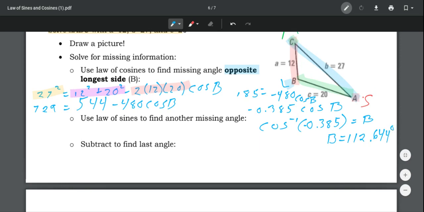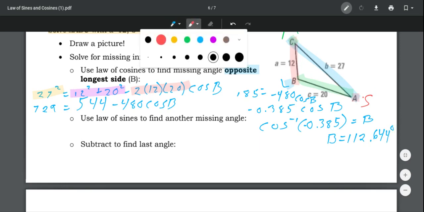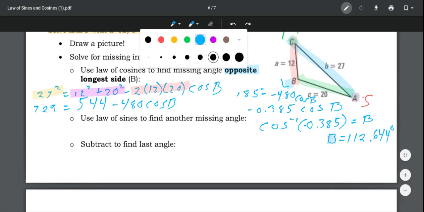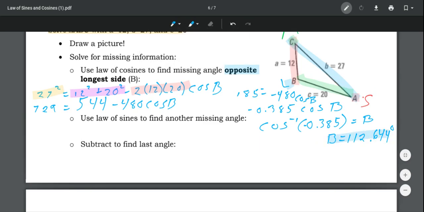And that makes sense. I mean, B has to be my largest angle. And in this case, I have an obtuse angle, which is my largest angle. So therefore, that makes complete sense. All right, guys. Our whole goal here is to make sure everything makes sense.